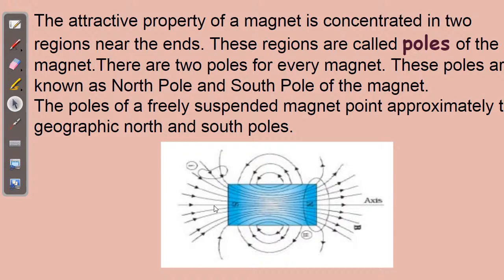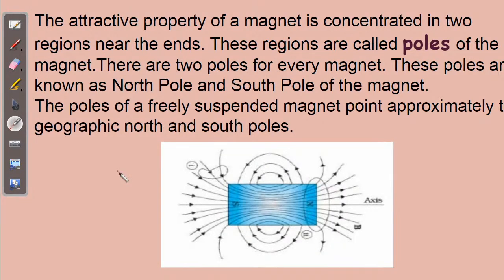Now, the attractive property of a magnet is basically concentrated in two regions near its ends. This is the first region and this is the second region. These regions are called the poles of the magnet. So this is the first pole and this is the second pole, and these two poles are called the North Pole and the South Pole.